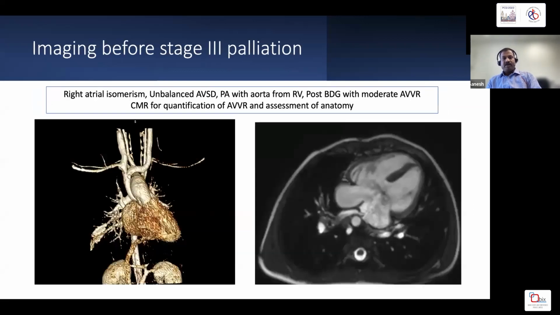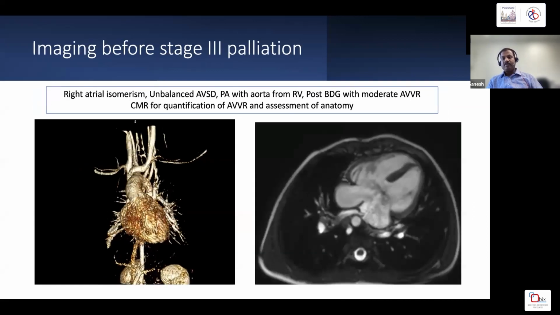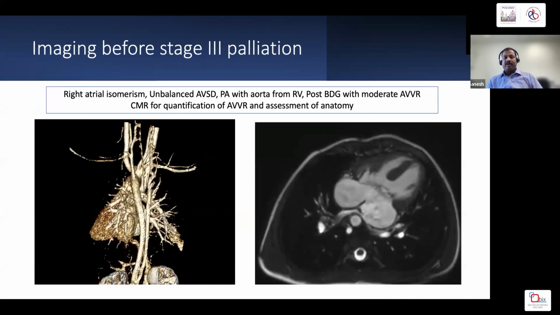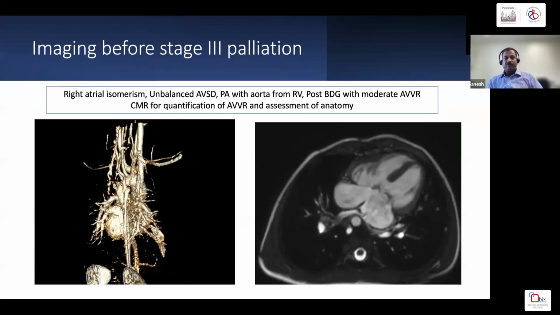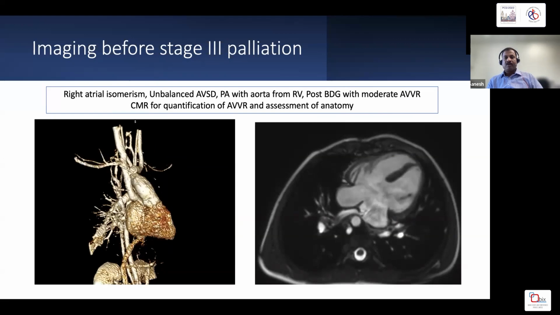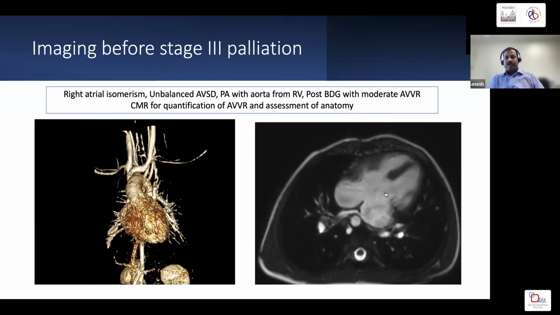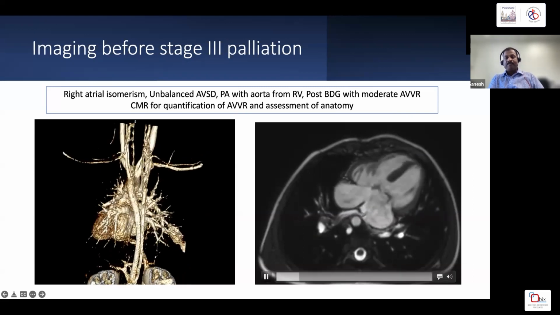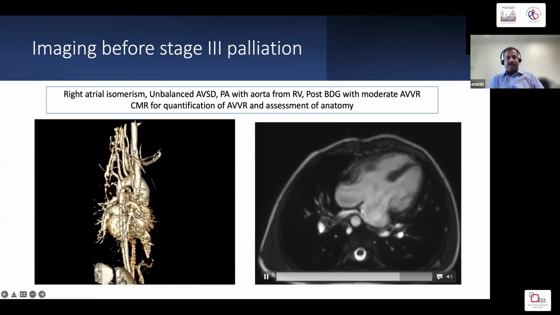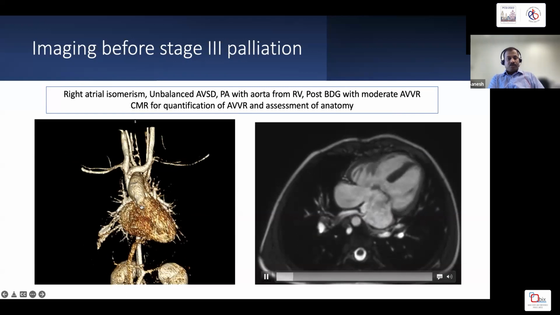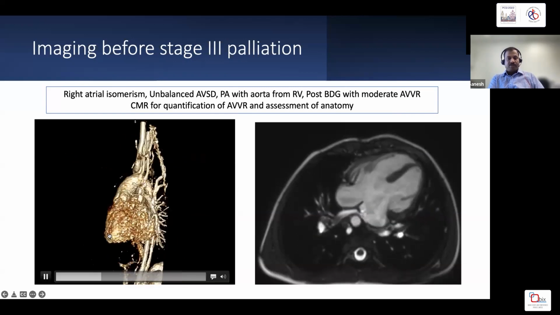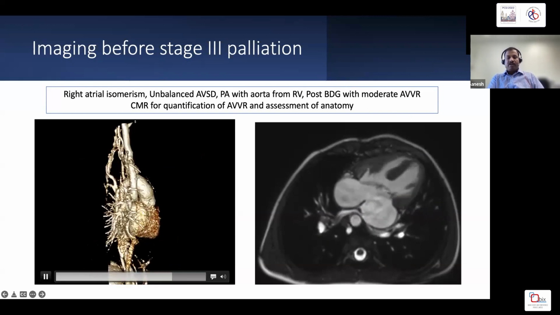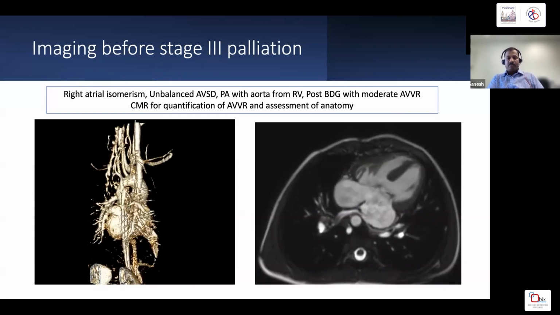Another example. This patient had right atrial isomerism, unbalanced AVSD, pulmonary atresia with aorta coming off the RV, post bidirectional Glenn. Echo showed moderate AV valve regurgitation, so MRI was performed for quantification of the AV valve regurgitation and also for assessment of anatomy. MR gave a regurgitant fraction of the AV valve of about 38%, which is moderate to severe. The AV valve was repaired at the time of bidirectional Glenn. And as you can see in this MR angiogram, this patient has pulmonary AV malformations in the right lower lobe, which correlated with the clinical finding of low saturation even after the Fontan procedure.